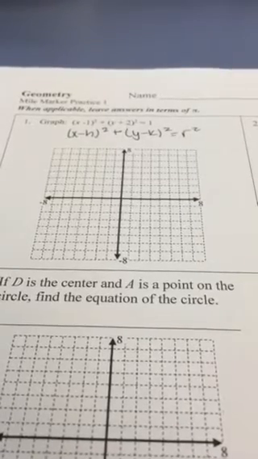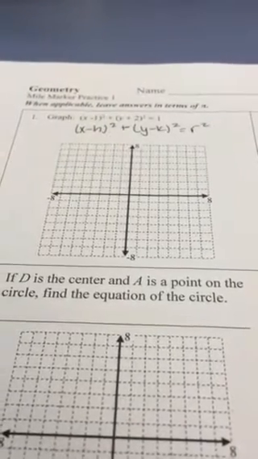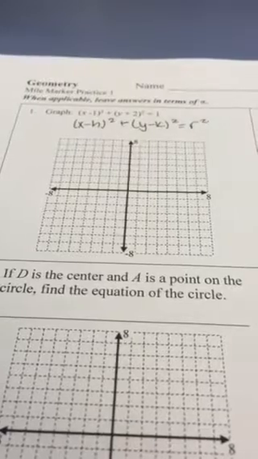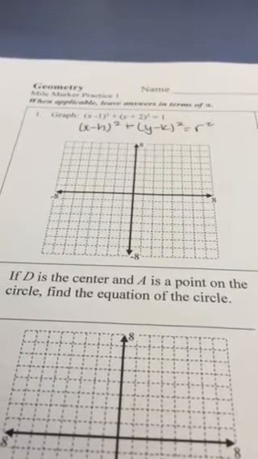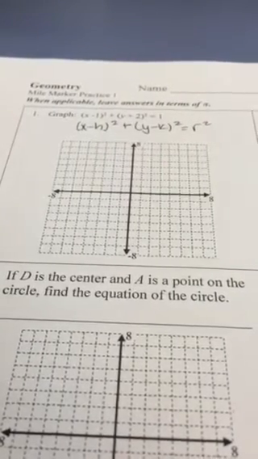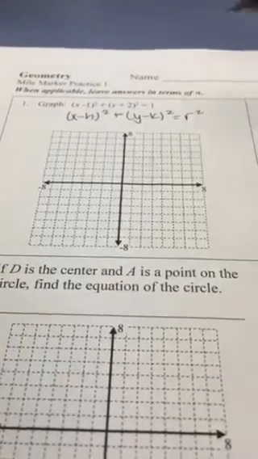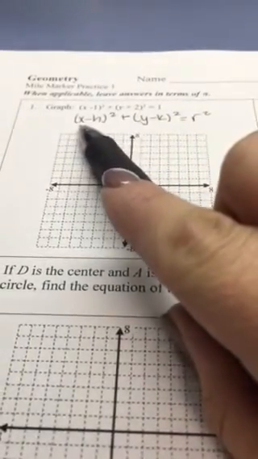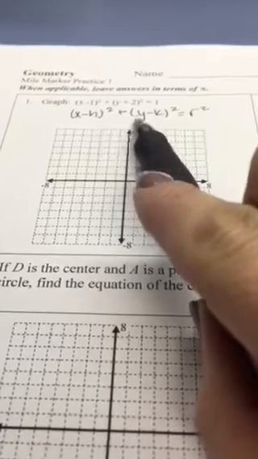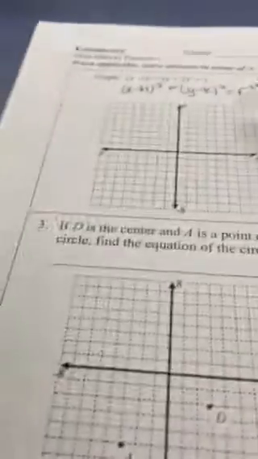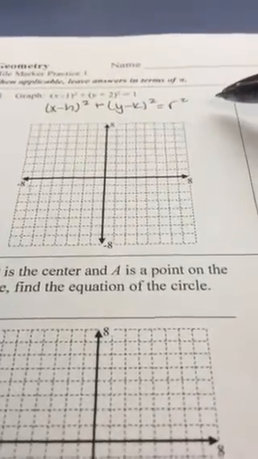All right, we're looking at our Geometry Mile Marker 4 Practice 1. If you look at the first question, you're asked to graph a circle given the equation of the circle in standard form. Remember that our standard form is (x − h)² + (y − k)² = r², where r is the radius.